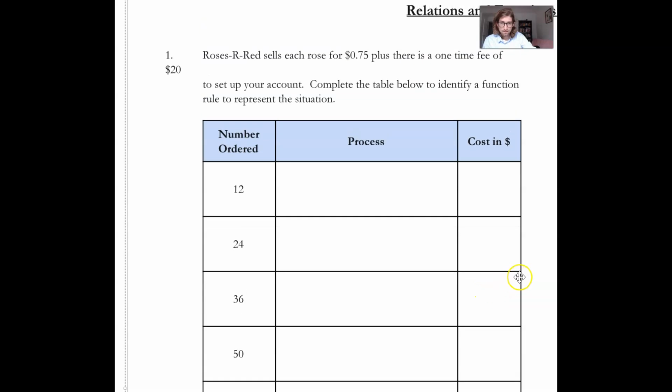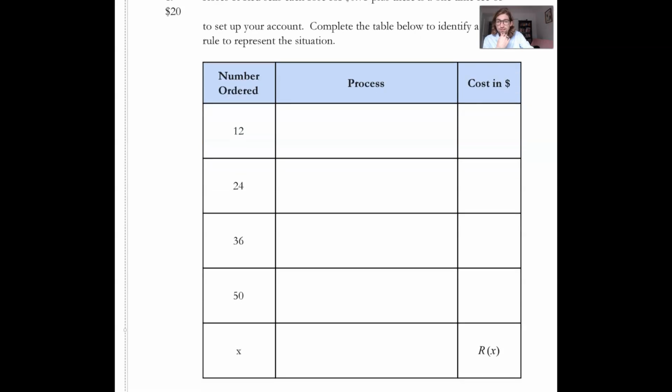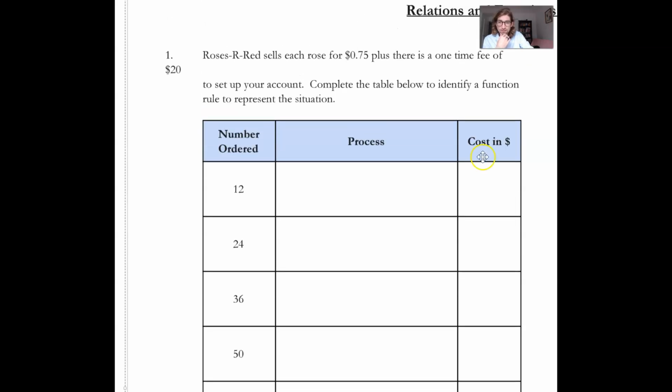Oops, sorry about that. So the next thing we're moving into is writing function rules. So we're going to read through a problem, and then we're going to start by coming up with a way to calculate the costs, and then we're going to come up with a generic way to do that. So Roses Are Red sells each rose for 75 cents, plus there's a one-time fee of $20 to set up your account. Complete the table to identify a function rule to represent the situation.